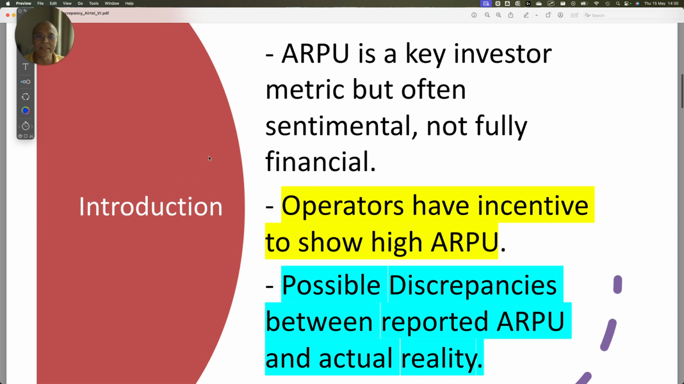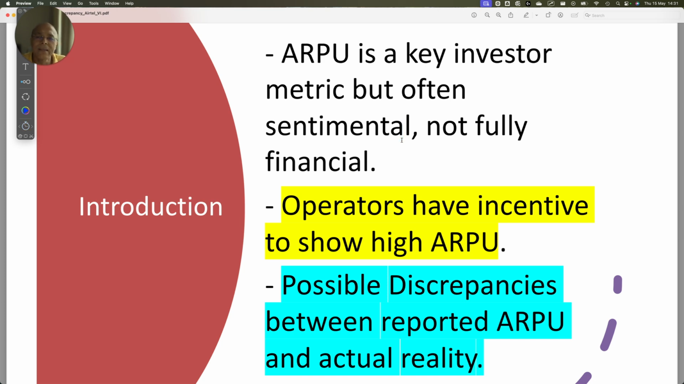So the introduction is ARPU is a key investor metric, right? But often sentimental. It is sentimental in nature because if you have a lower customer base, your ARPU will increase. As simple as that. So if somehow you are able to dampen your subscriber base with the revenue remaining constant, the ARPU number will go down. So it does not really mean anything, but it is more sentimental in nature because ultimately what matters is revenue.